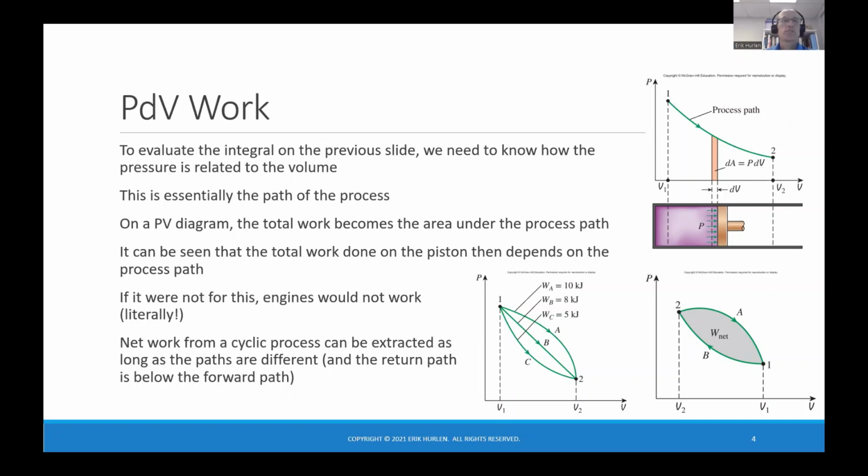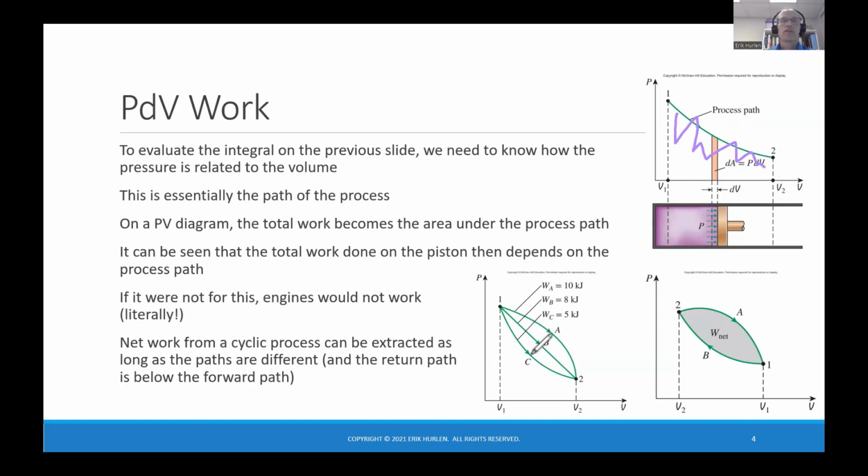This is given by the process path. Graphically, this makes our lives a bit easier, as the integral becomes the area under the curve. So for instance, in this graph up here, representing the piston expansion process, the work done by the gas is the area under the curve up here. So it can be seen that the amount of work done will in fact depend on this process path curve.